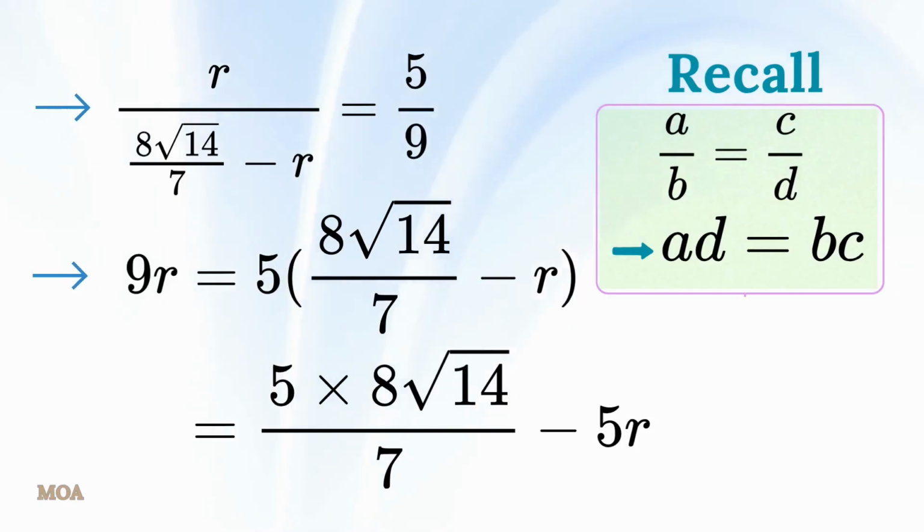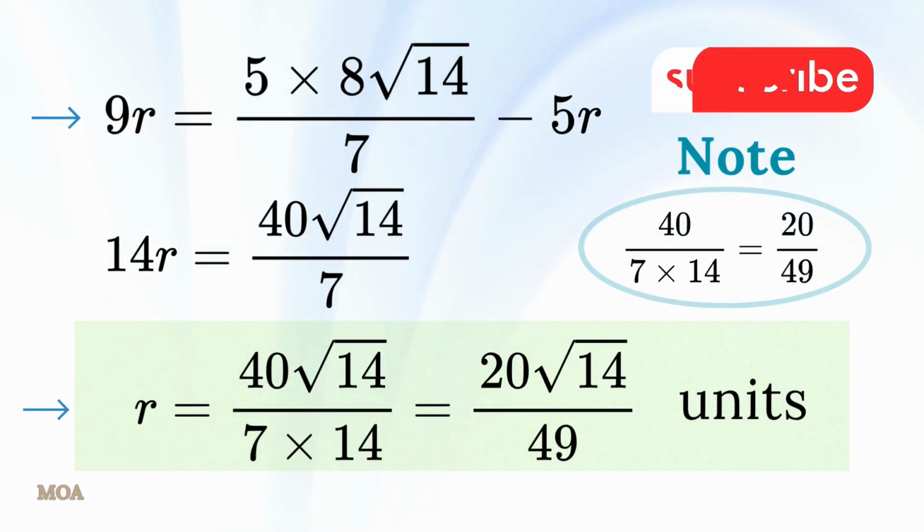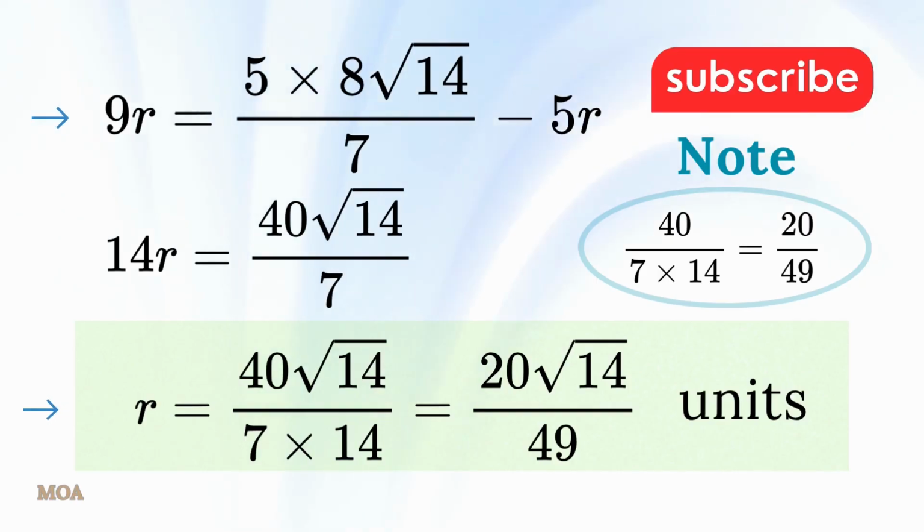Namely, R over the quantity 8 times the square root of 14 all over 7 minus R equals 5 over 9. This yields 9 times R equals 5 times the quantity 8 times the square root of 14 all over 7 minus R. Then, after rearranging and simplifying the fraction by 2, the radius of the small blue circle equals 20 times the square root of 14 all over 49 units.